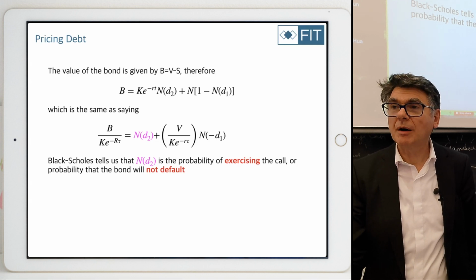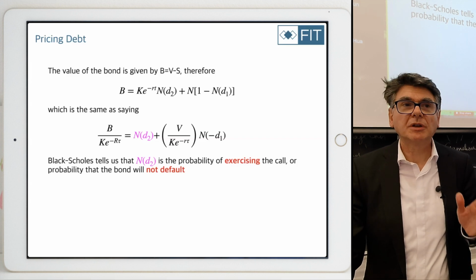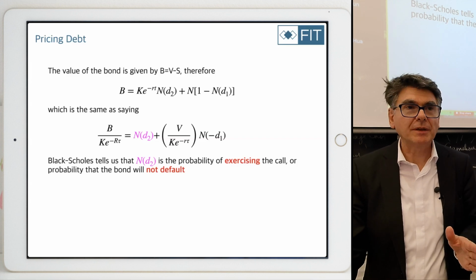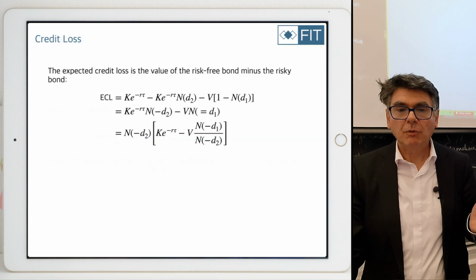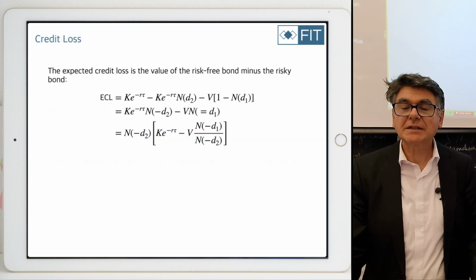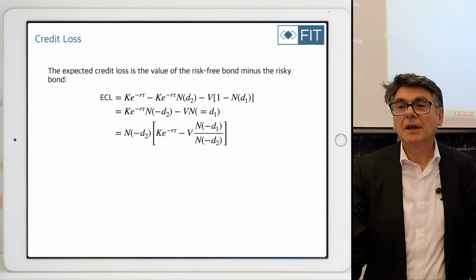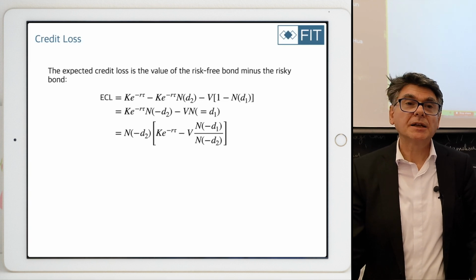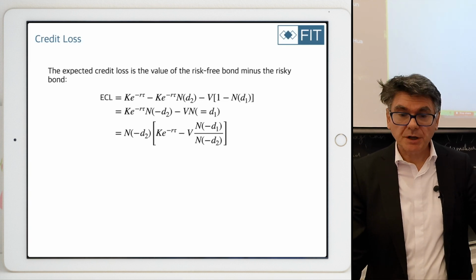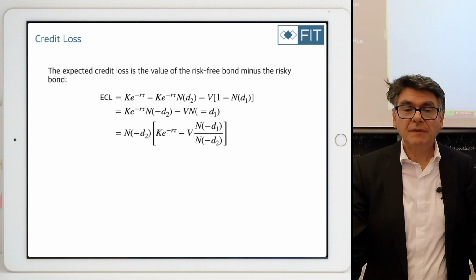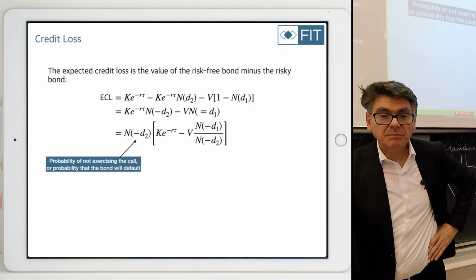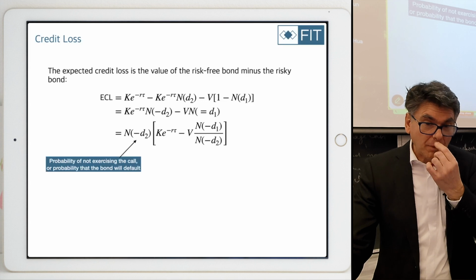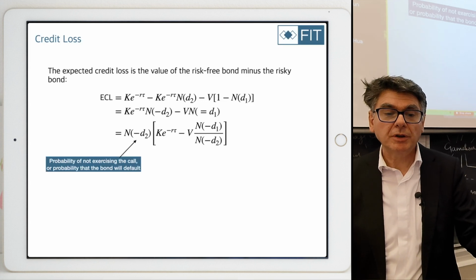I don't know if I'm losing you now, but if you understood everything we talked about until today, I'm happy. Okay, I just want to show you a second miracle. When I calculate the expected credit loss, that's the difference between the risk-free bond and the defaultable bond, it is here. And when you do that, this is the expression using the Black-Scholes equation. And again, because of the Black-Scholes theory, that number is the probability of not exercising the call, which is the probability of default.